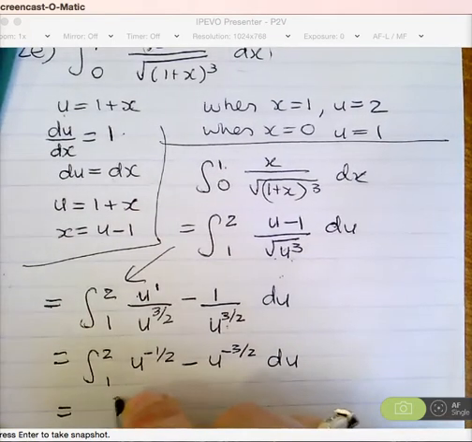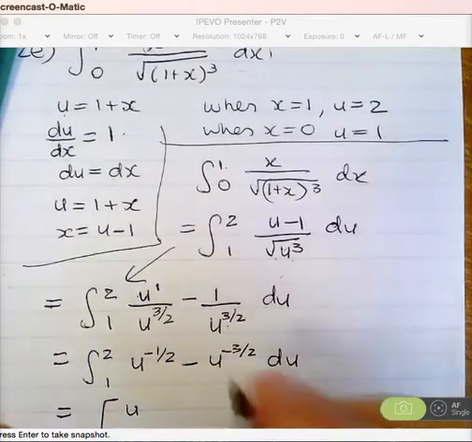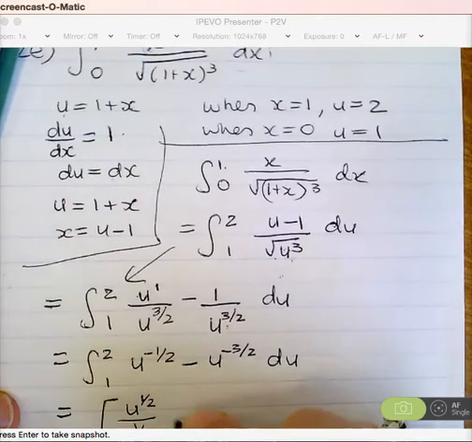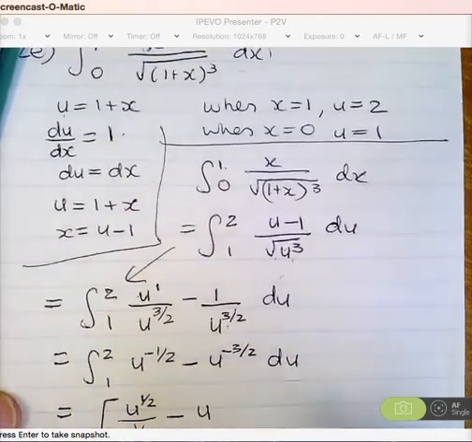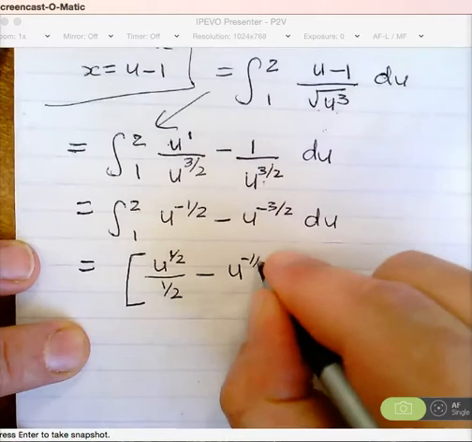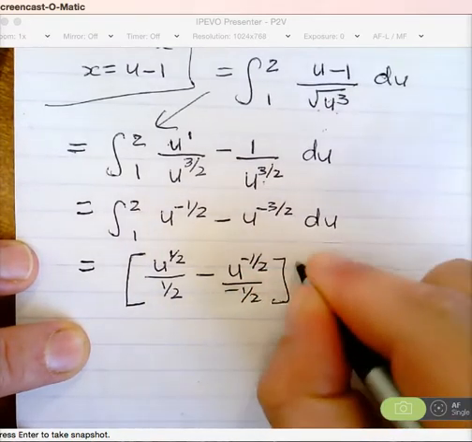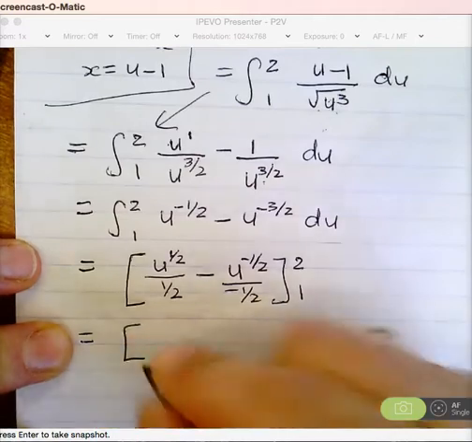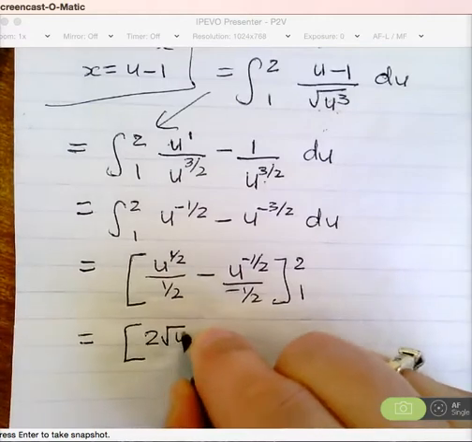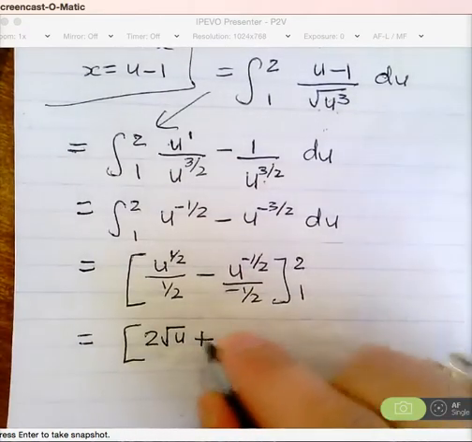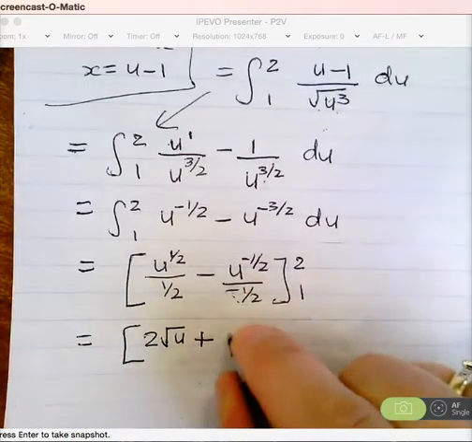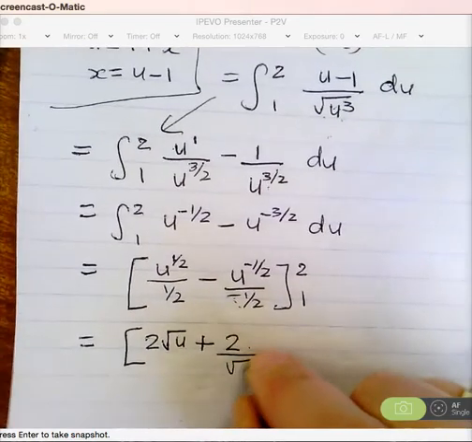We okay now, girls? So we've got u to the, remember you're adding 1. A half over a half makes it, oh look, I'll write it like that. Minus, what do we do now? Negative a half over negative a half. I'd be fixing up the way it looks before I go substituting. How do you write it nicely? 2 root u plus, what's this one? See, plus, because the negative negative, you've got 2 over root u.